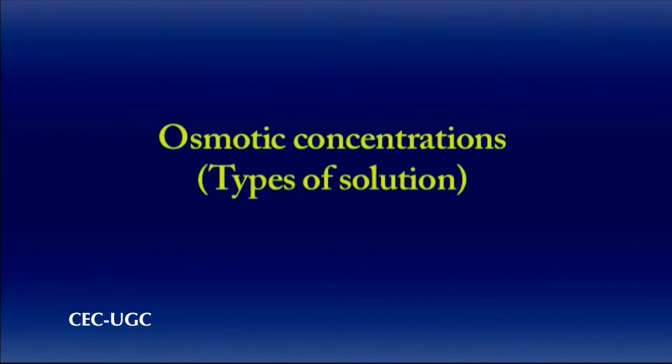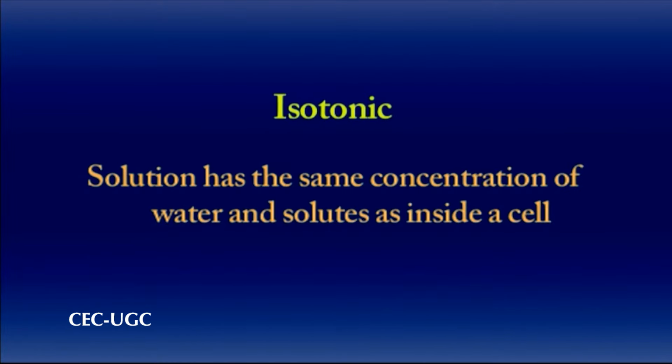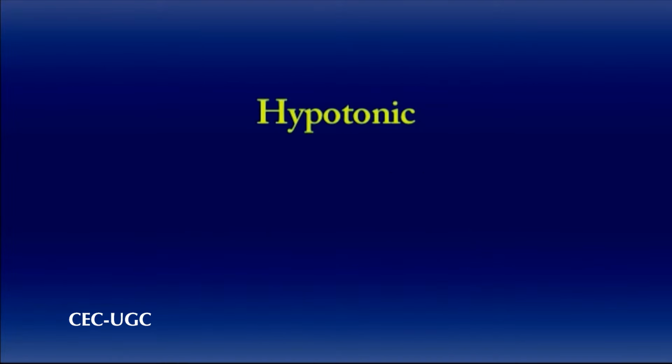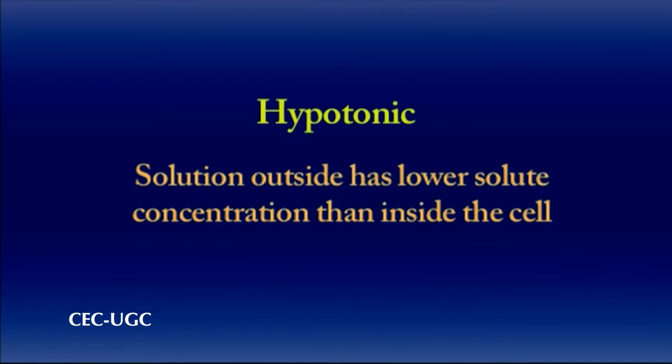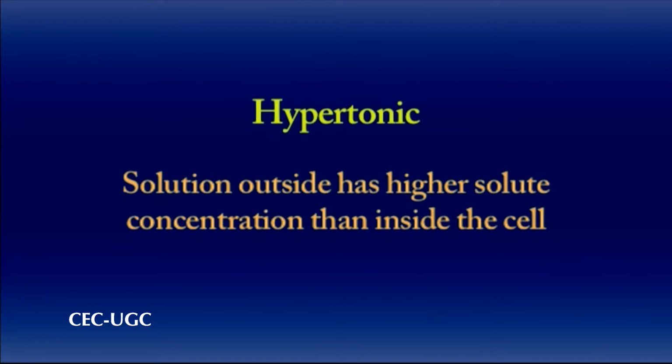Now friends, let's talk about osmotic concentrations or types of solutions. The first one is isotonic. The solution has the same concentration of water and solutes as inside a cell. The second one is hypotonic. The solution outside has lower solute concentration than inside the cell. And the third one is hypertonic. Here the solution outside has higher solute concentration than inside the cell.